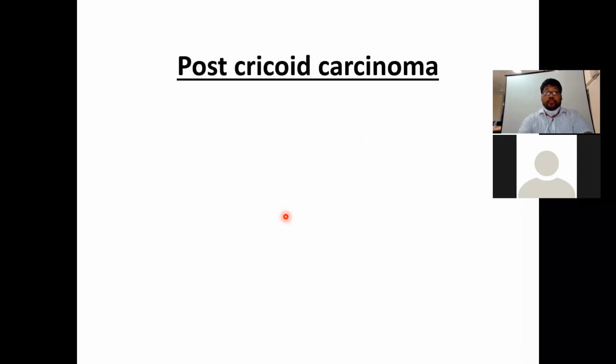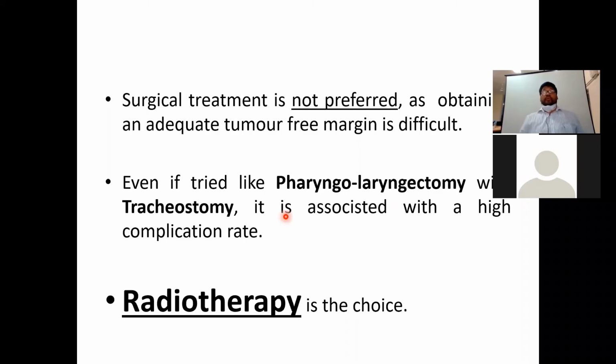So we have a small area, that is the post-cricoid carcinoma. So here we can also get carcinoma. But here treatment is not preferred because it is very difficult to obtain an adequate tumor-free margin. So we cannot go for pharyngolaryngectomy with tracheostomy, as it is associated with a high complication rate. So that is why in such a case, radiotherapy is the treatment of choice. So we should not go for surgery, but we should try with radiotherapy in such a case.